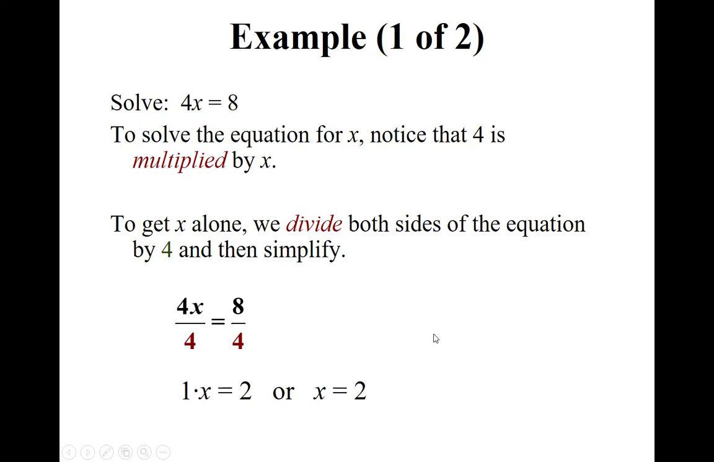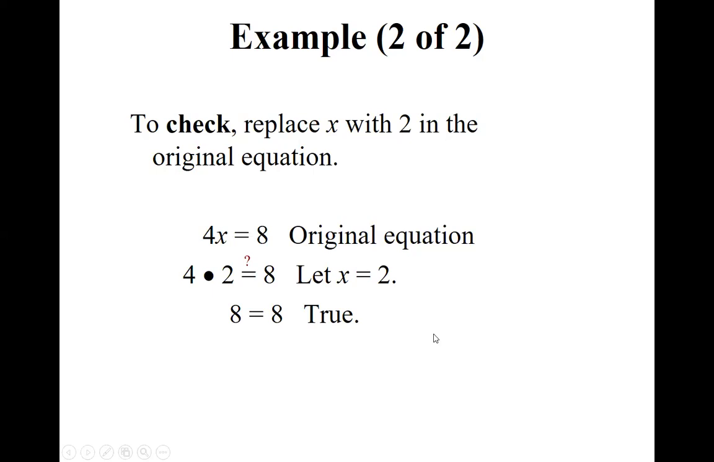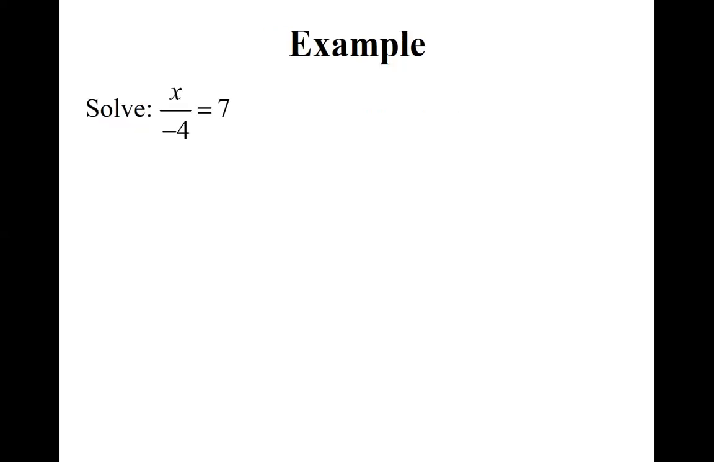Let's check this value, take our 2, plug it into the original equation. 8 equals 8. It checks. The solution is 2. X divided by negative 4 equals 7. This time we want to undo dividing by negative 4, so we're going to multiply both sides by negative 4. The negative 4 divided by negative 4 on the left leave us with positive 1x, or just x. 7 times negative 4 is negative 28. And that is it for this topic.